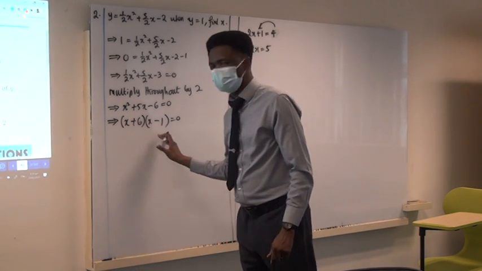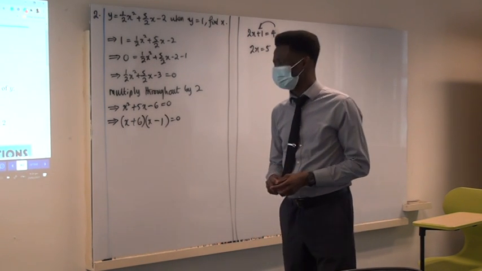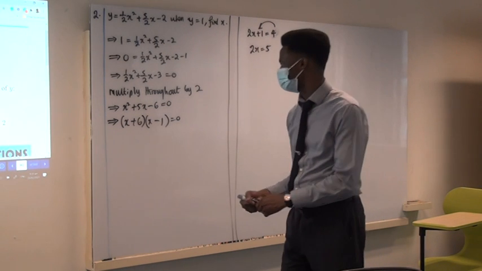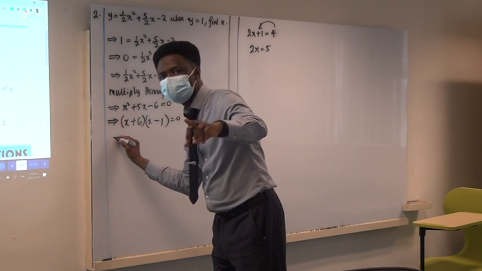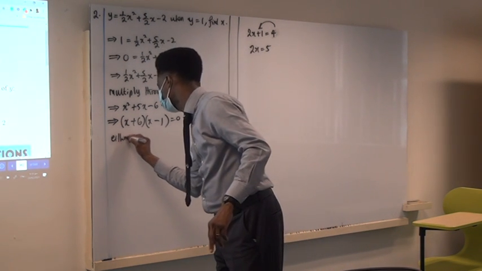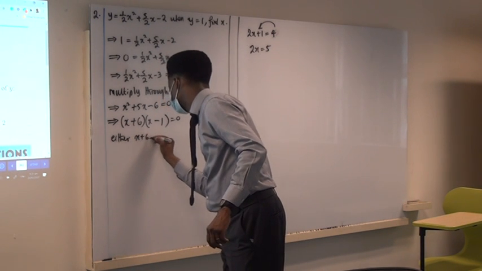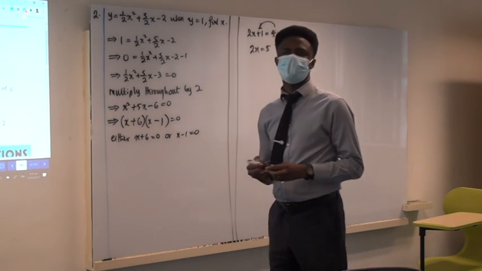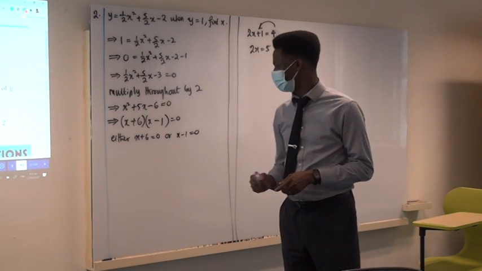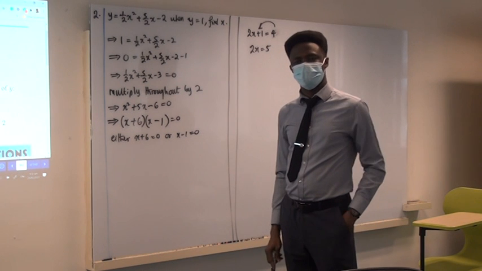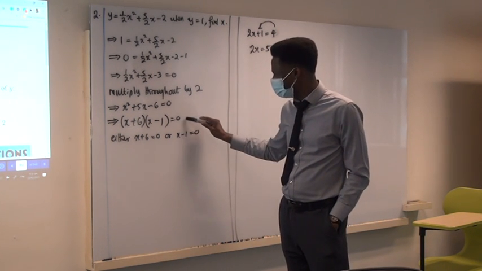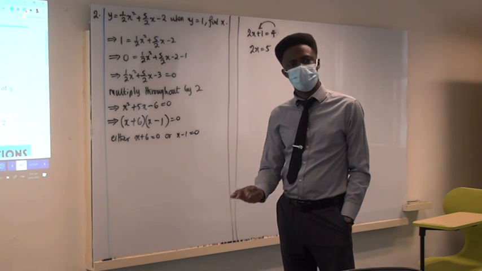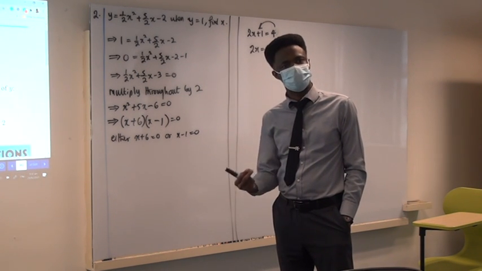Okay, so when this happens, Melody, what do we do next? Either x plus 6 equals 0 or x minus 1 equals 0. Can Jensen tell me why? This is what she has. Then she said this. Do you know why? It's not just solving in this class. We need to know why we do some things.